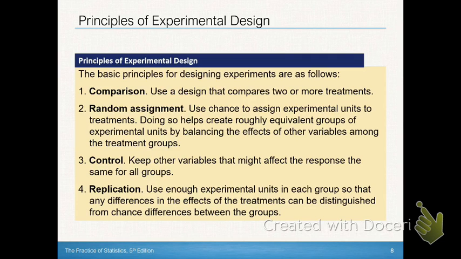And replication is really important. You just want to have enough people in each of your groups so that whatever results you see, you can say that it's not just a fluke. It didn't just happen for one person, it happened for lots of people.